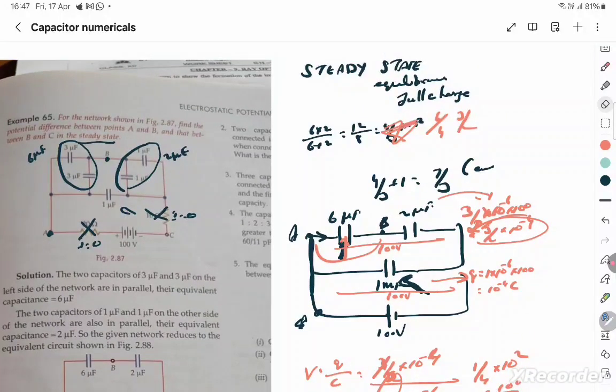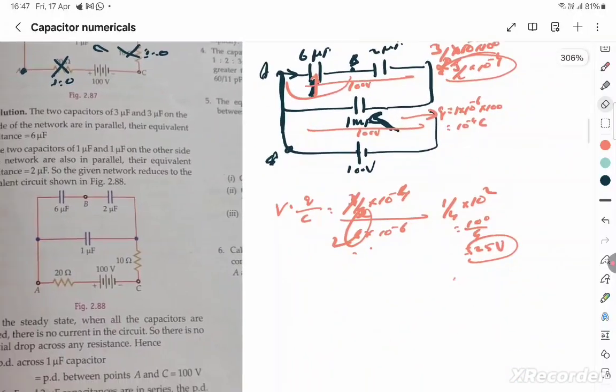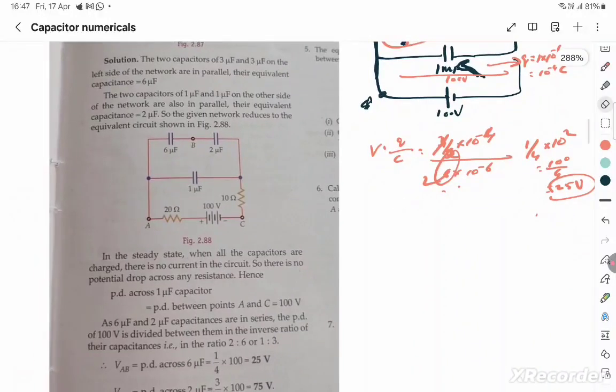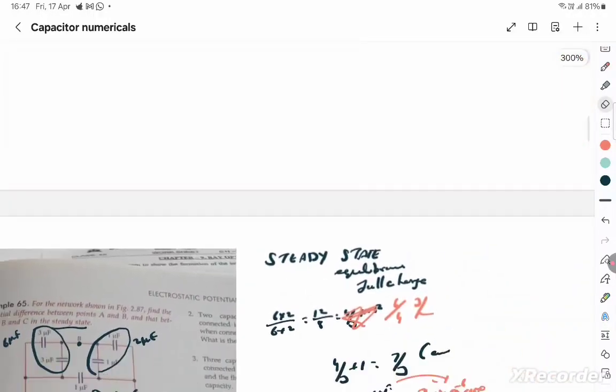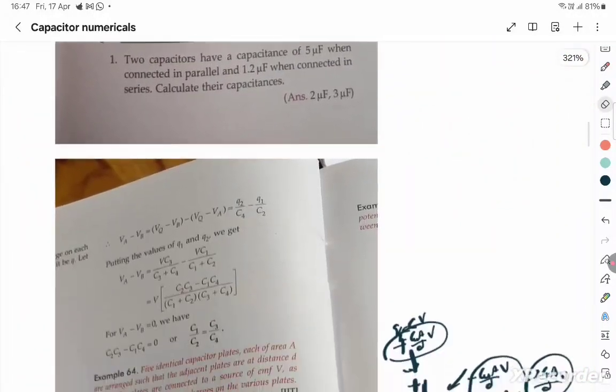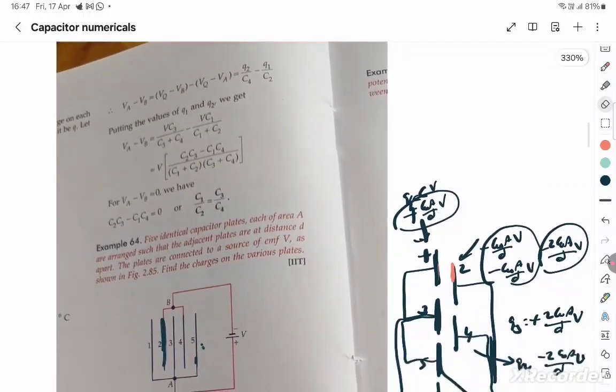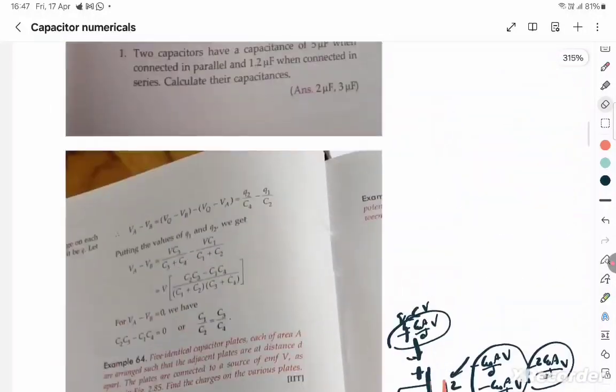You should always imagine a steady state. Then how do you find the charge? It's an acquired charge; they are fully charged capacitors. Okay, I hope you're clear. That completes the 65th question. So let's go to the 66th question. Let me search for that question. 66th. Let me go up and see.